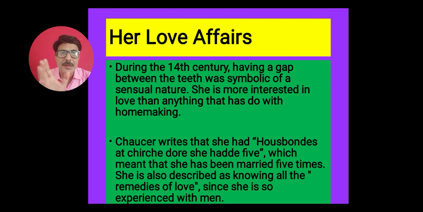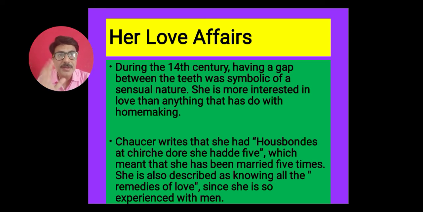This is Middle English, so sometimes, students, you might find it difficult to understand, because the spellings, the grammar, the syntax were different during Middle English, and the English that we speak in today's times is modern English. But you can see this line I have presented here on the screen. Husbands at church door, she had 5, which means that she has been married 5 times.